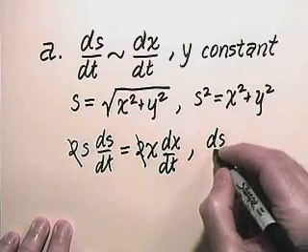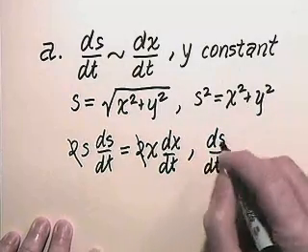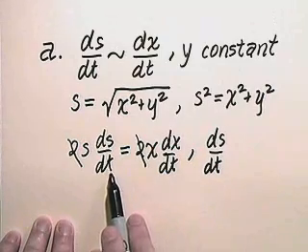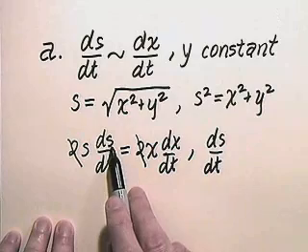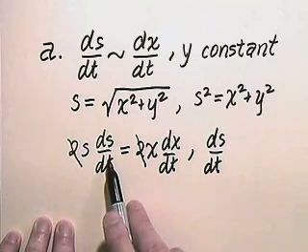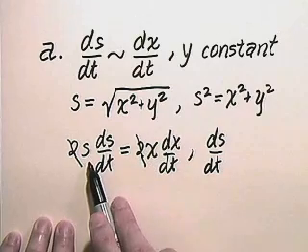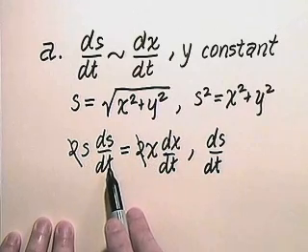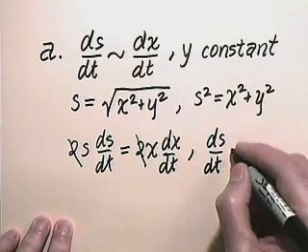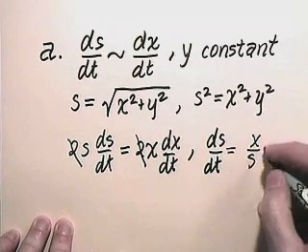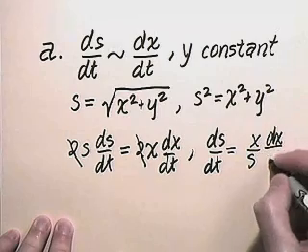This is a typical way these related rates problems go. You differentiate an equation on both sides with respect to t and simply express the rate of change you want in terms of the rest of the information. So to get ds/dt isolated here, I just divide both sides by s. So this would be x over s times dx/dt.